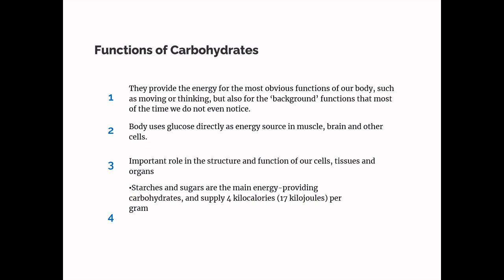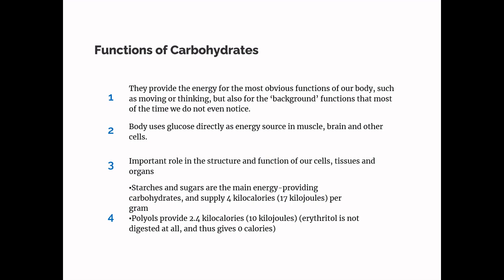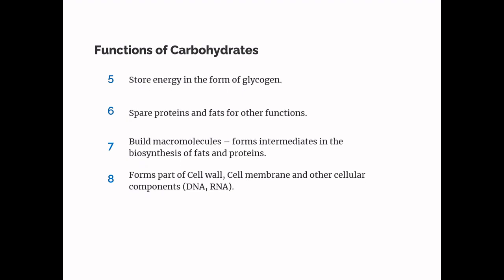The starches and sugars are the main energy-providing carbohydrates and supply 4 kilocalories per gram. Polyols provide 2.4 kilocalories or 10 kilojoules. Under this, erythritol is not digested at all and thus gives 0 calories. Dietary fiber that we consume gives about 2 kilocalories or 8 kilojoules. The stored form of energy is glycogen.